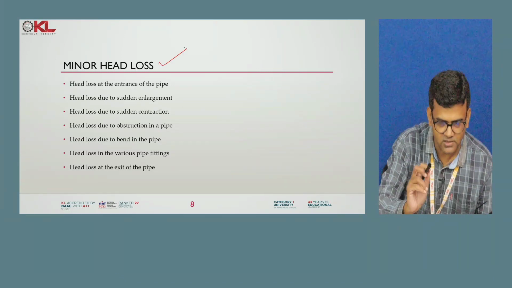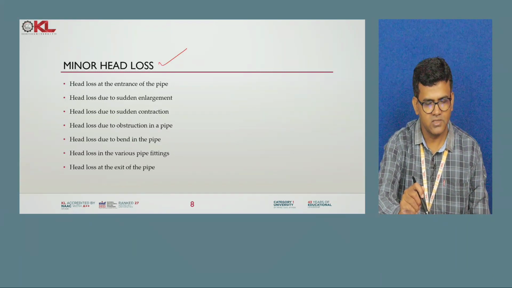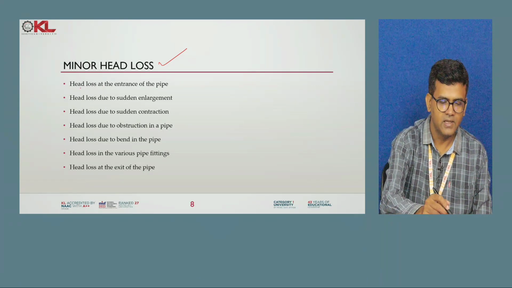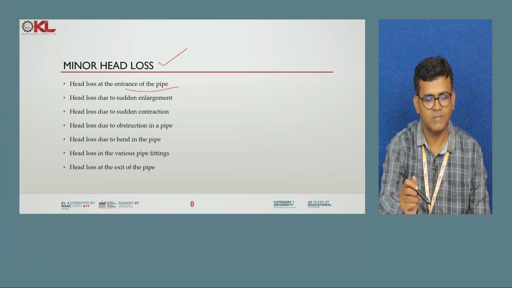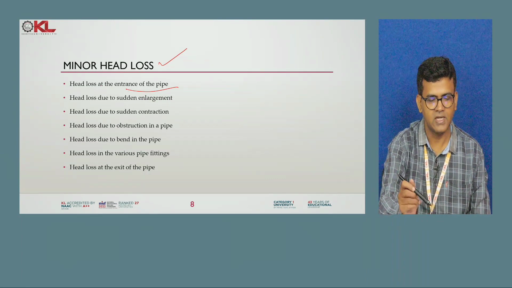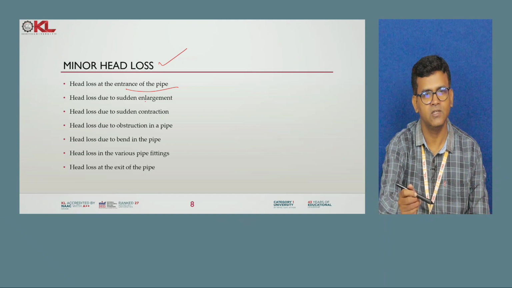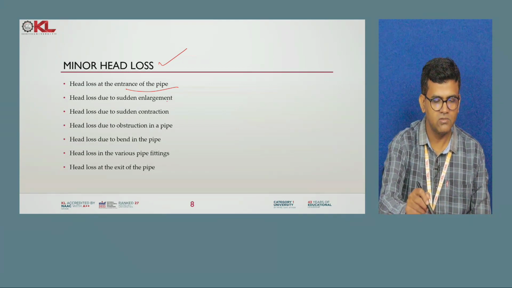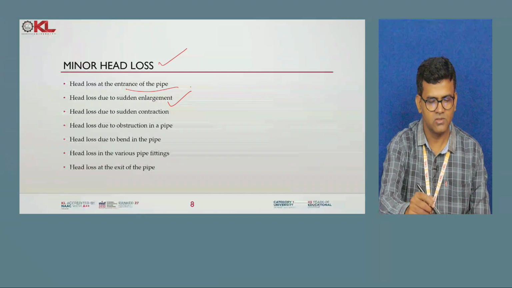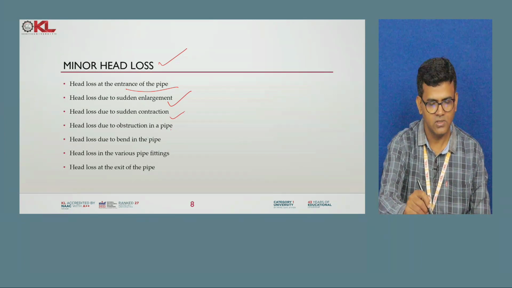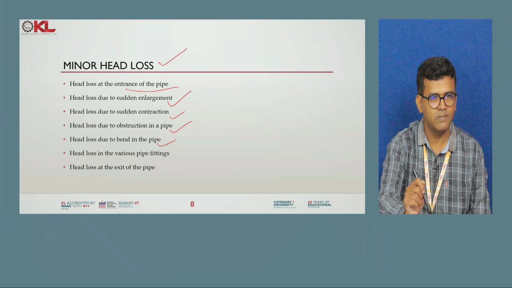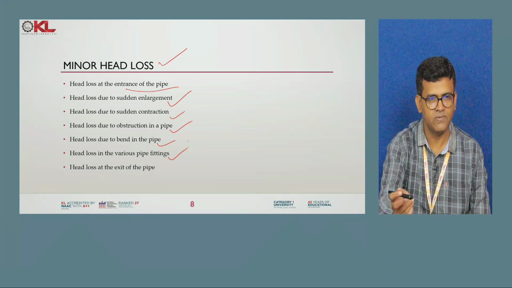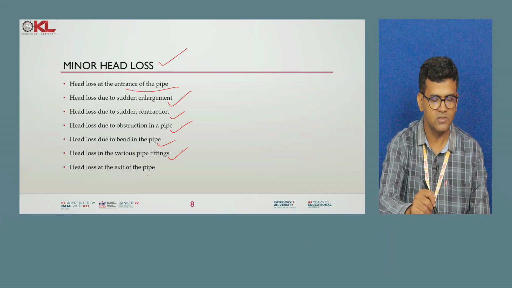Now coming to the minor losses. Minor losses occur because of various reasons, like the head loss at the entrance of the pipe. When the fluid enters into the pipe, at the entrance there is a loss of energy, that is called the head loss at the entrance of the pipe, and this comes under the category of minor head loss. Head loss due to sudden enlargement, head loss due to sudden contraction, head loss due to some obstructions present in the pipe, head loss due to bends in the pipe, head loss due to various pipe fittings present in the pipe, head loss at the exit of the pipe.